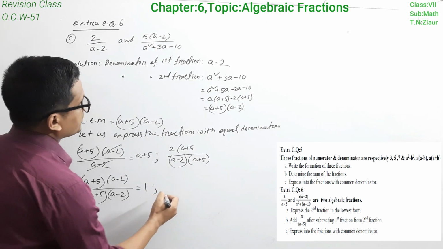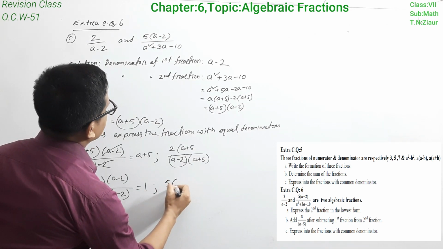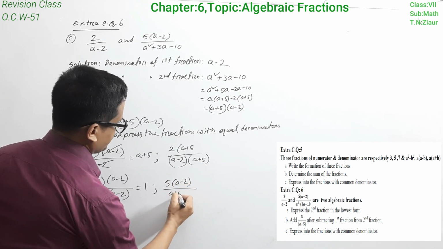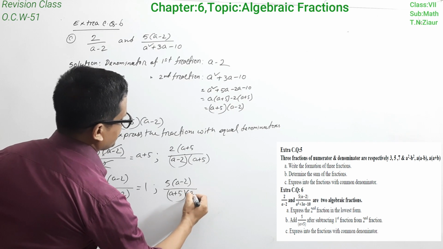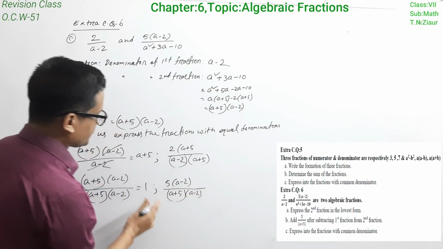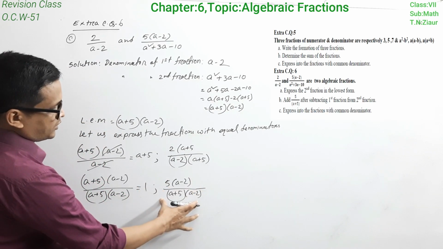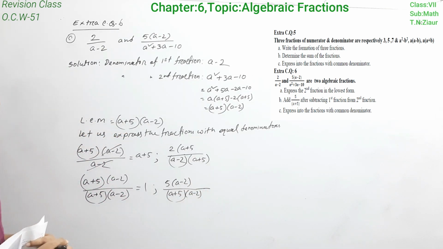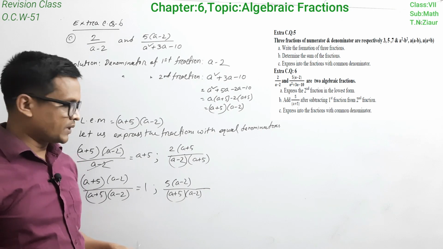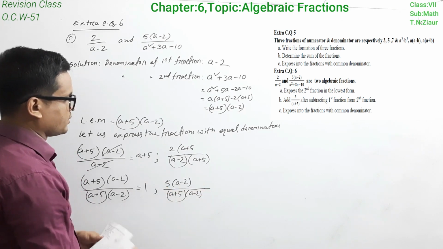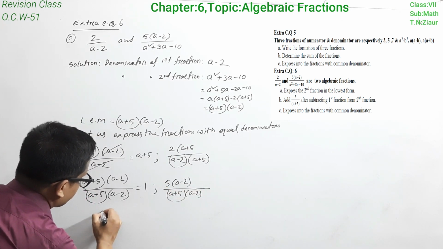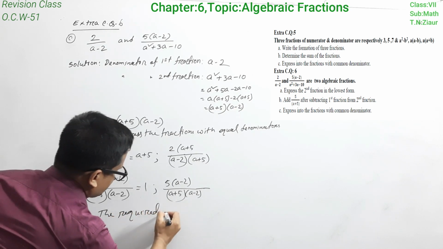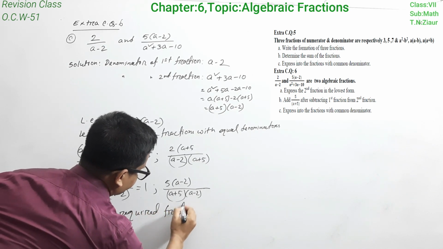So now what will you do? Now 5 into a minus 2 and here a plus 5 into a minus 2. If I multiply by 1, then you will get this one, right? It's unchanged if I multiply by 1. So this one is the equal denominator. So we can write here the required fraction.